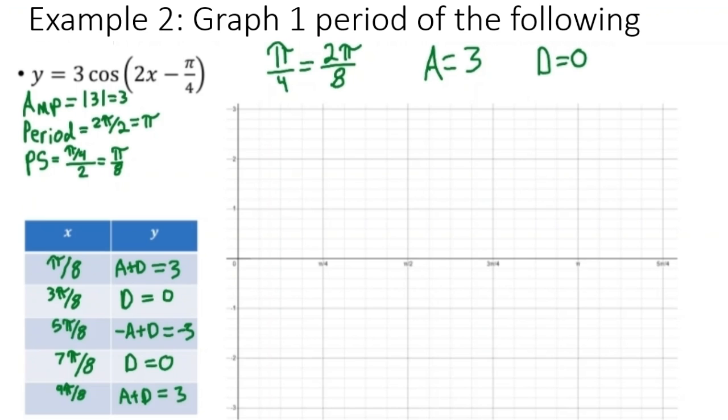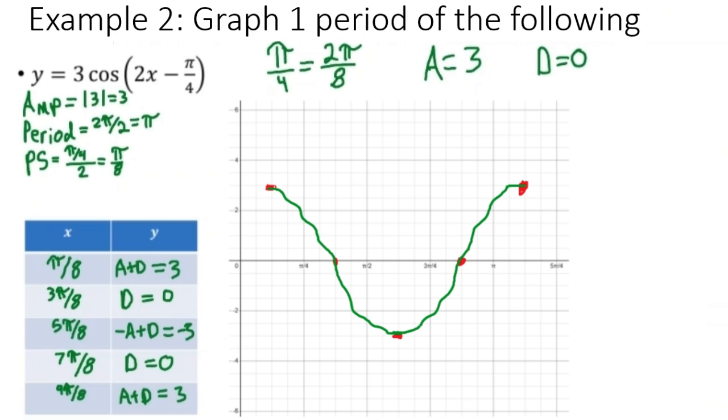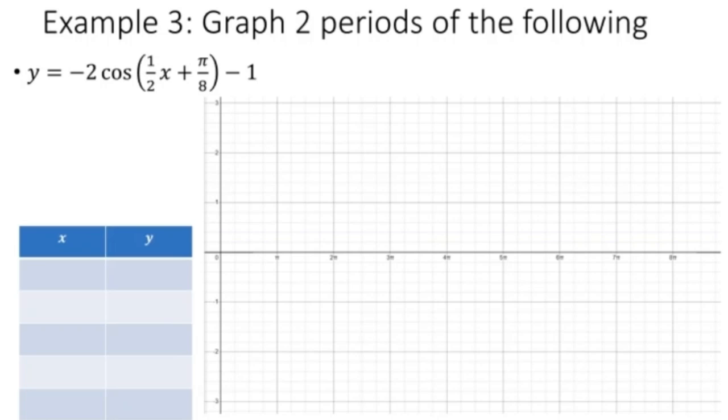Now we can plot each point on our coordinate plane, and after plotting our points and connecting the dots appropriately, we have our first period of our equation. Now we're going to graph 2 periods of y equals negative 2 cosine of 1/2 x plus pi over 8, minus 1. Just like before, we'll find our amplitude, period, and phase shift.